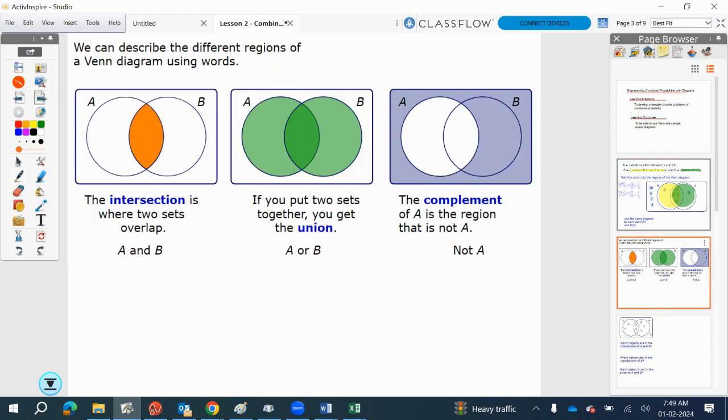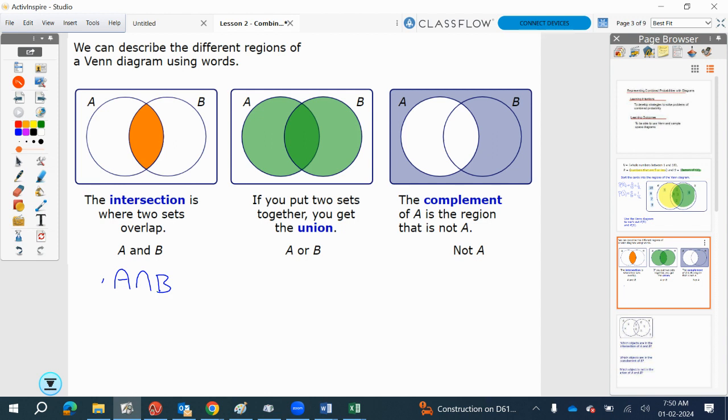Okay, so a bit of vocabulary. When we describe different regions of the Venn diagram, here we see the intersection. This is where two sets overlap. That's the probability of A and B, or the number of elements in A and B. We have a symbol for this one. Does anyone know what the intersection looks like? Amelia? Yes. So this is A and B. So it looks like this.